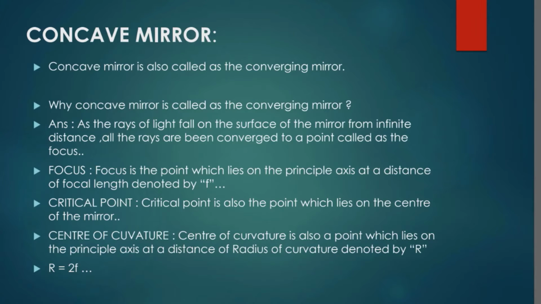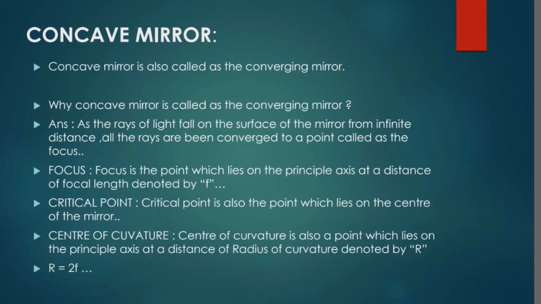Concave mirror. A concave mirror is mainly known as a converging mirror. As we know, the rays from an infinite distance are converged to a point, so it is called a converging mirror. Frequently asked question: why is a concave mirror called a converging mirror? As I explained earlier, all the rays from an infinite distance are converged to a point called the focus, which is at a distance of focal length from the pole. So a concave mirror is called a converging mirror.